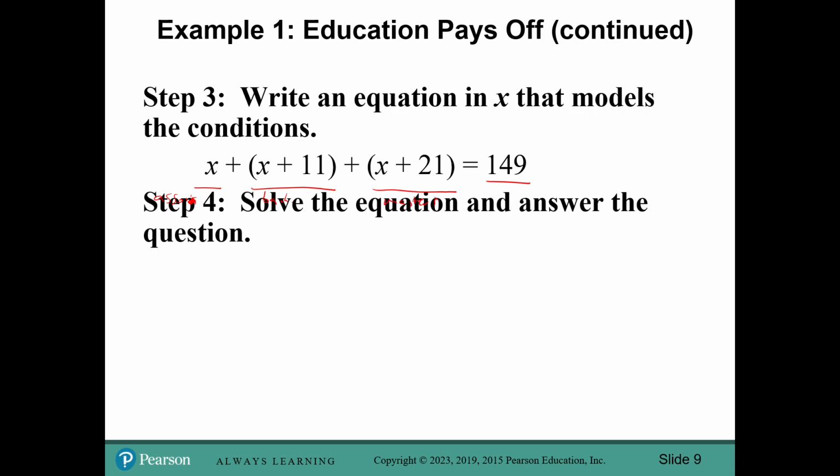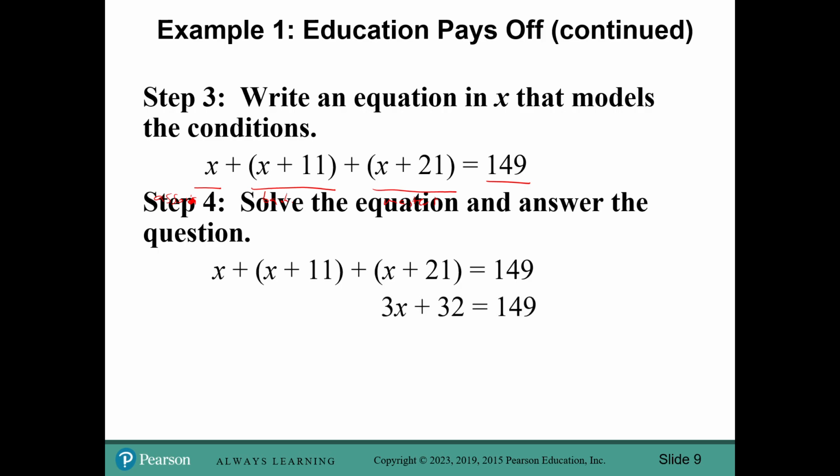Technically, we can now solve this equation for X if we wanted to. All we need to do is simplify. We can drop these parentheses because nothing's being done to them. They're not being squared. They're not being multiplied. So essentially what we're looking at is 1, 2, 3 X's. So 3X. And then 11 plus 21 is 32. So 3X plus 32. If I subtract 32 from both sides, I wind up seeing that 3X equals 117. And then if I divide by 3, I see that X equals 39.